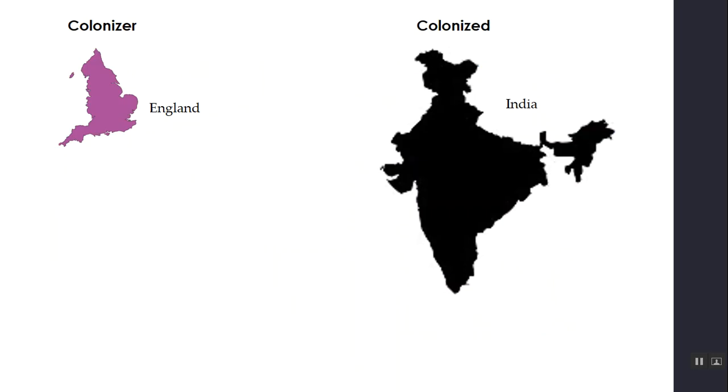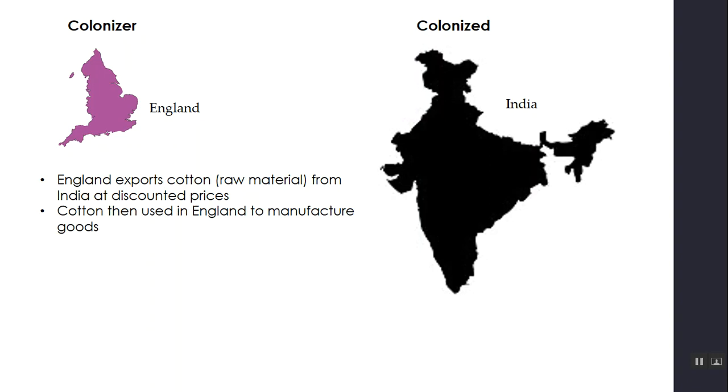So if we look at the link between the colonizer and the colonized, and this is one of the reasons why this wealth gap still exists today, England is going to export cotton, which is a raw material, from India at discounted prices. Like this export was set up during colonization. And so tons of Indians now have to farm cotton. England is getting all of that cotton. That cotton is then used in England to manufacture goods. And those manufactured goods are then sold back to people in India.